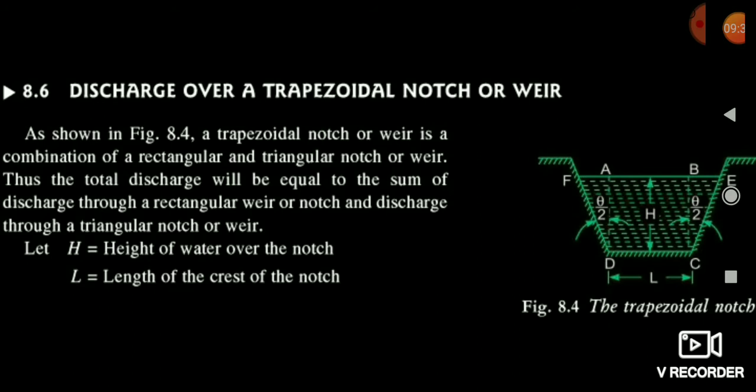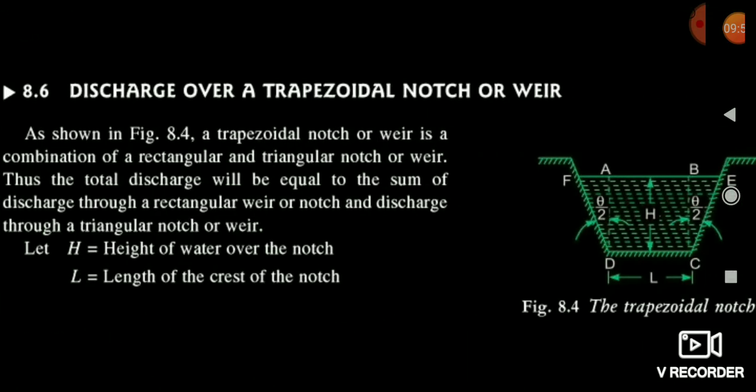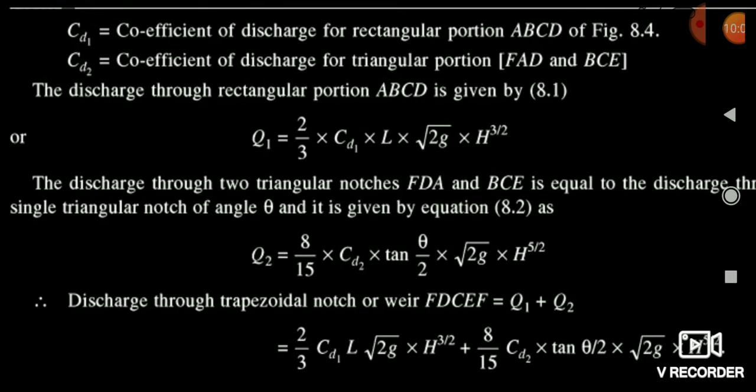So the height is h, length is L. Now friends, you can see here that CD1 is the discharge of the rectangular portion, CD2 is the discharge of the triangular portion. You calculate the discharge for the rectangular portion and for the triangular portion, and then you add both of them, because you can clearly see here that a trapezoidal notch is nothing but a combination of rectangular and triangular notch. So you join both: the rectangular notch Q1 plus the triangular notch Q2.